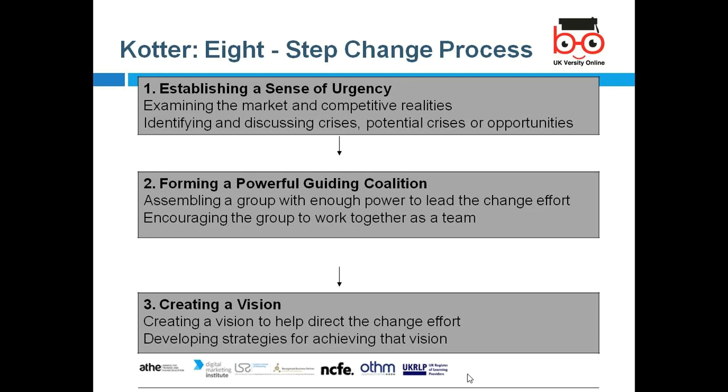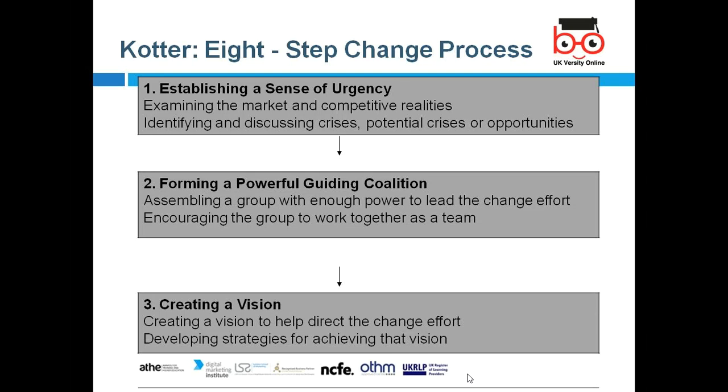Second is forming a powerful coalition, so assembling a group with enough power to lead the change efforts and encouraging people to work together as a team. So that's why we need to teach the value of the team in our organization. According to the great scholar Henry Ford, he mentioned coming together is a beginning, keeping together is progress, and working together is success. So working as a team is a success. So we need to motivate people towards team values, because otherwise conflict in the teams carries on happening. Team performance and individual performance we need to measure as well.